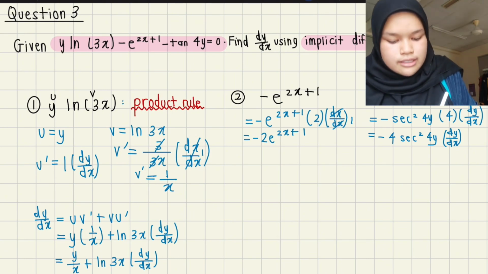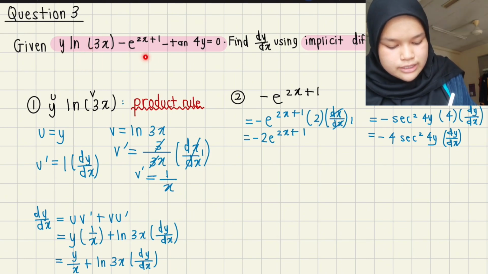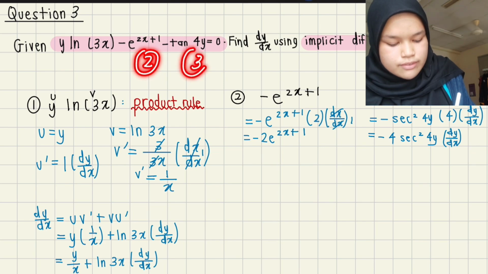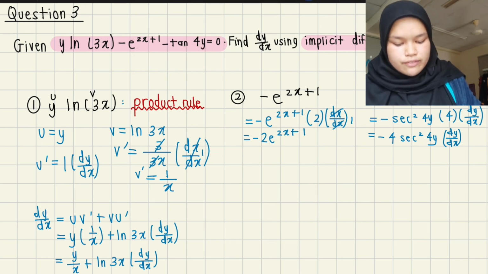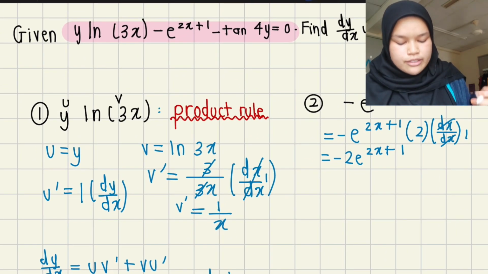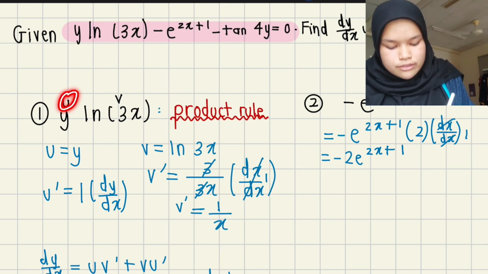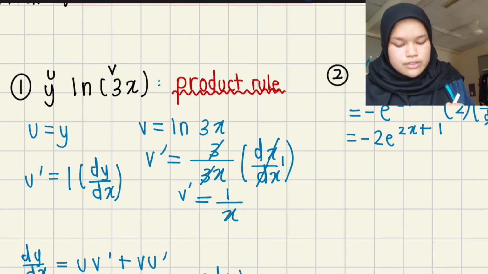To solve this question, it's better to break it down. So I'll break this into 3: the first one, the second one, and the third one. For the first one, we're going to solve using the product rule. So this one is u, this one is v. So u equals y, and when we differentiate, u prime will be dy over dx.